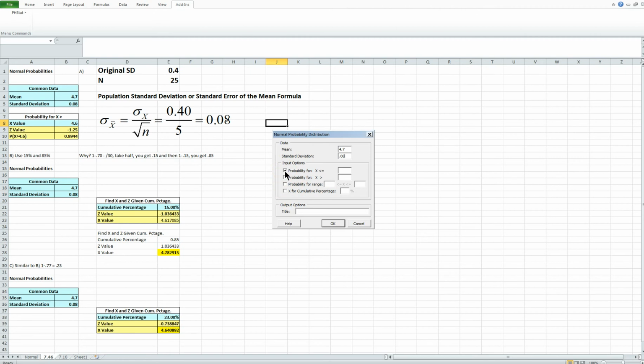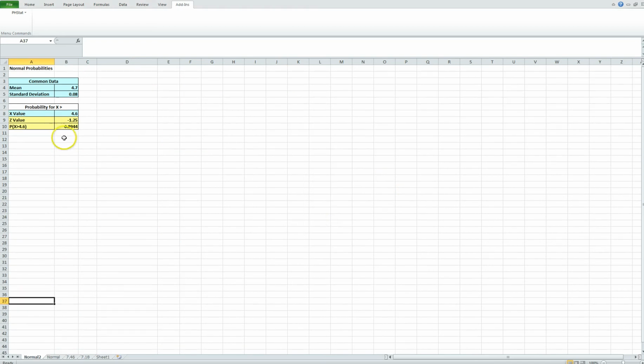So the first one is asking for the second checkbox. The probability of the sample mean will be at least 4.6. So it's basically 4.6 or greater. So we just put in that value, click OK, and lo and behold, our probability is 0.89.